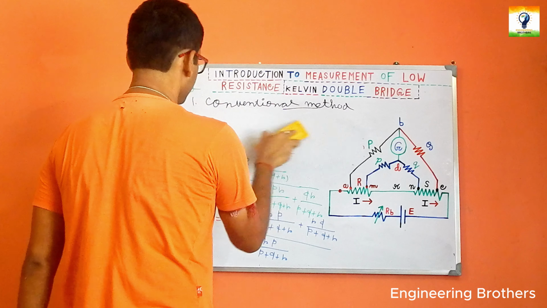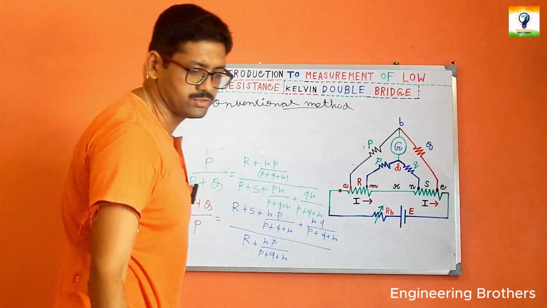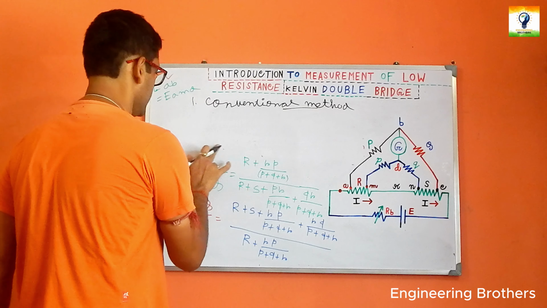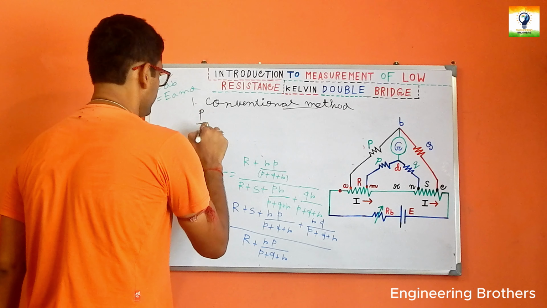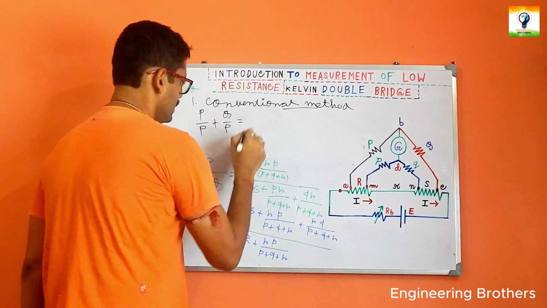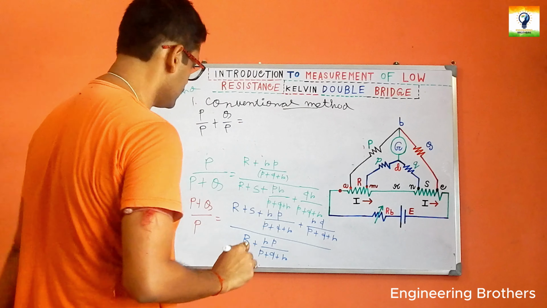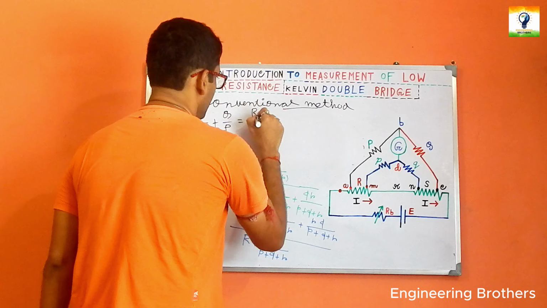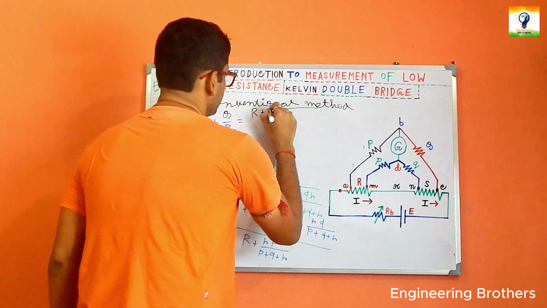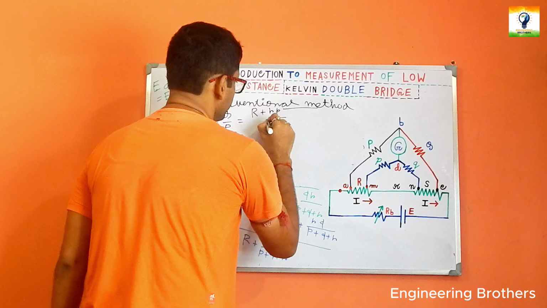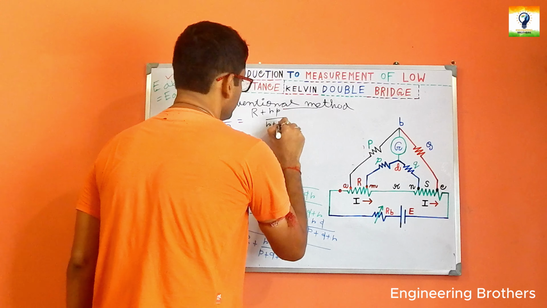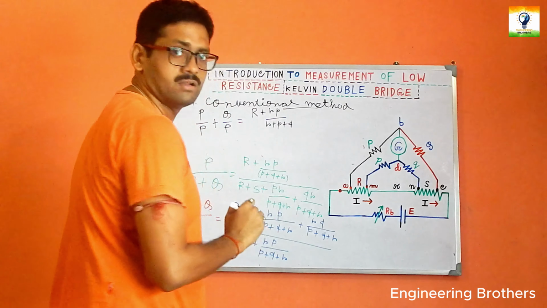So at the final stage, this is our ratio. After this step, I can write this expression as P by P plus Q by P, and I can write this expression as small r plus small p divided by small r plus p plus q.